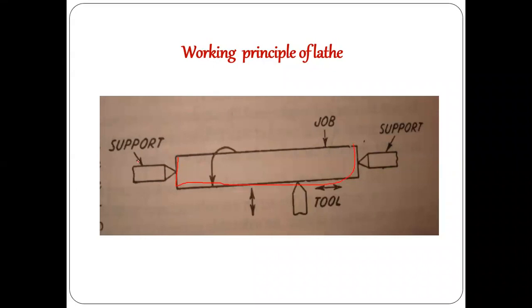When you fix it between the two supports, the headstock starts rotating the workpiece. The tailstock is simply supporting it, even though it rotates about its particular point. It supports so that the workpiece does not bend or drop. But the headstock is holding and rotating it.